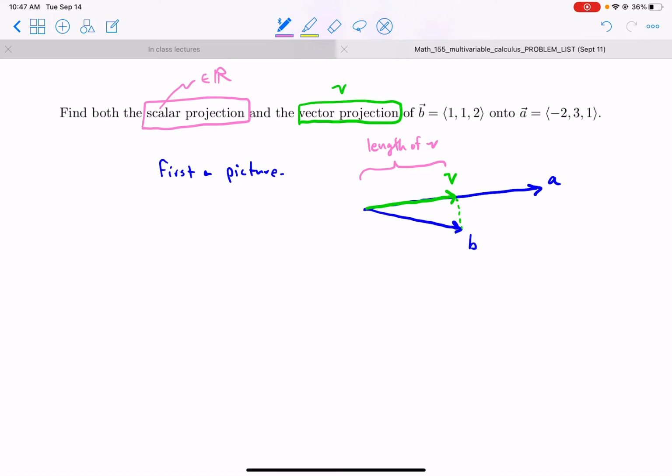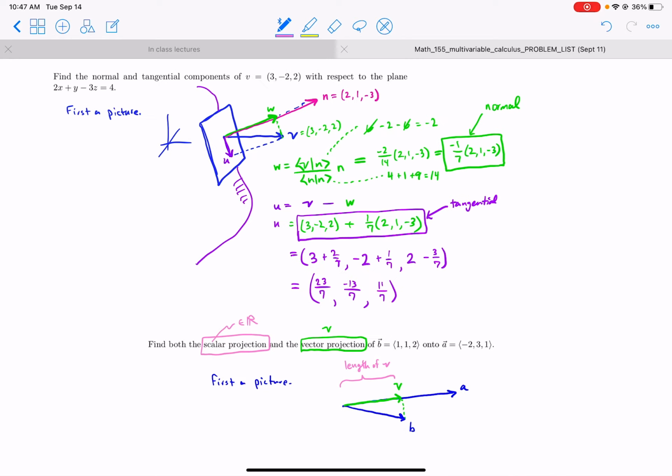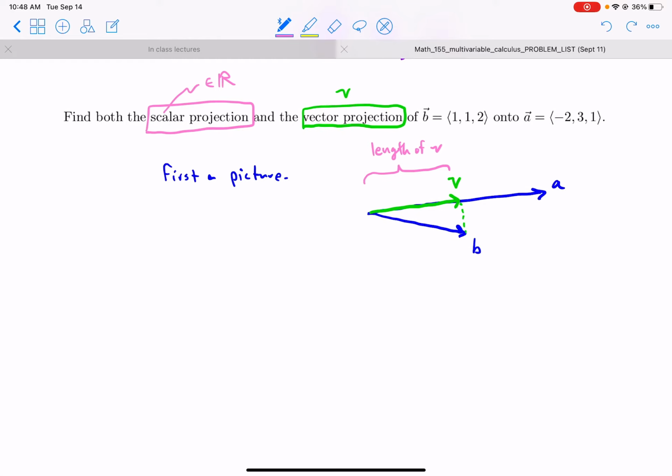Okay, and so yeah, it's very similar to the last problem. It's just that we're only looking at this piece of the picture, and we don't have a plane, and we don't have a surface that the plane is tangent to. We don't have any of that. So it's actually a little easier. Okay, so let's compute.